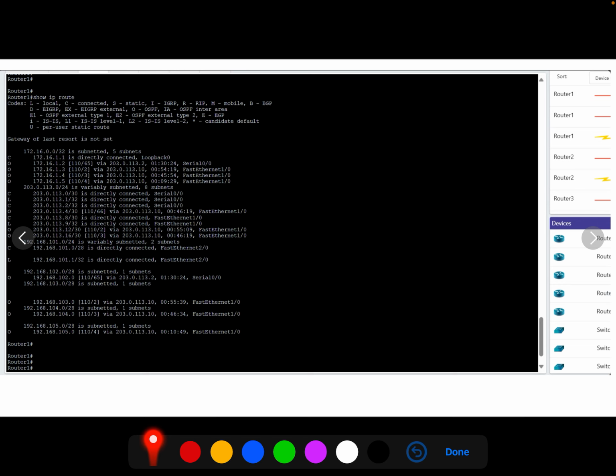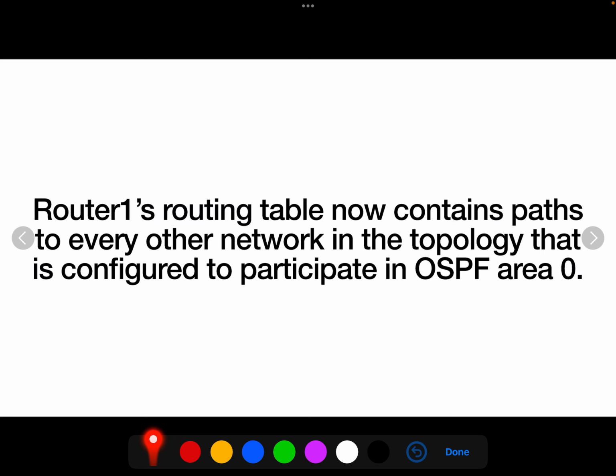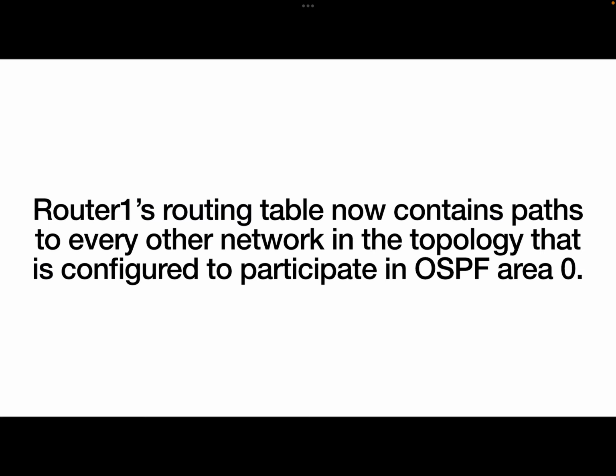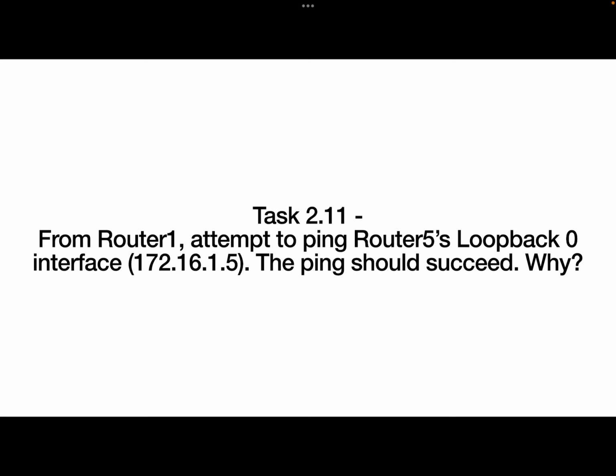A bit of a far-fetched analogy, but it's similar to what's happening here with OSPF. Our routers are being configured with the process IDs and router IDs, and the interfaces are being configured into area 0. Now those interfaces belong to an area. They're communicating with all the routers, the relationships are built, and then the IP routing table builds. So there's a chain of events that has to happen for that routing table to build up. Router 1's routing table now contains paths to every other network in the topology that is configured to participate in OSPF area 0.